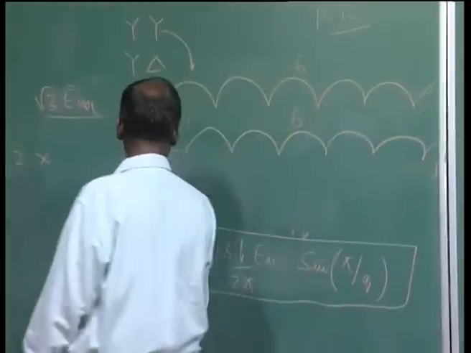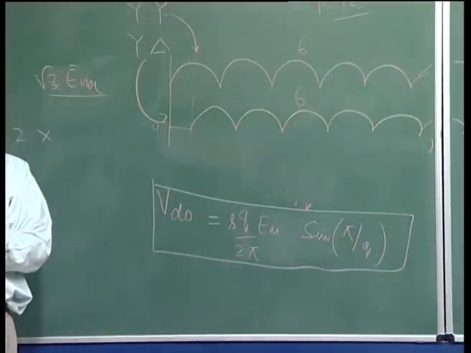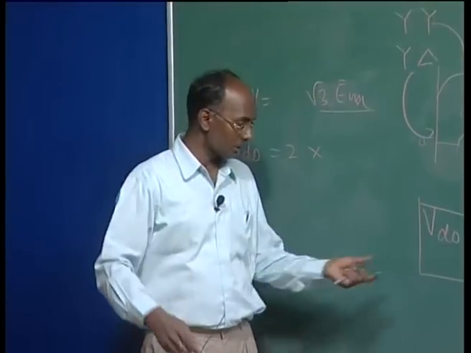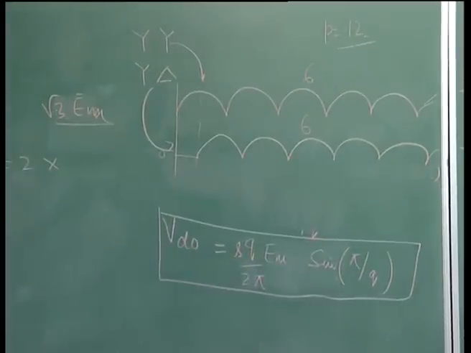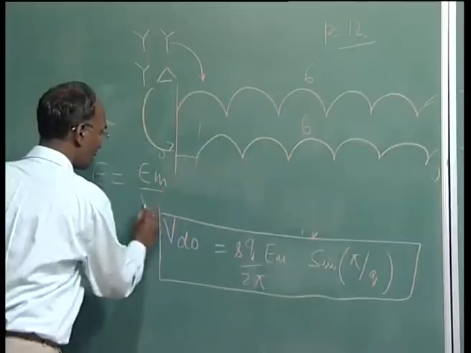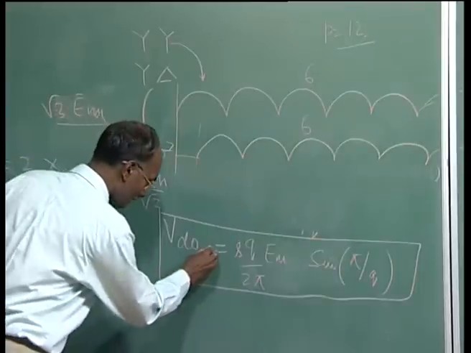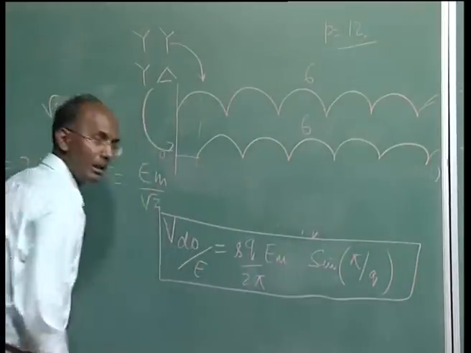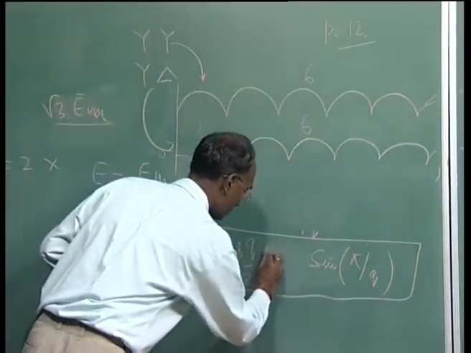Now, here I am taking PIV upon VDO, because for VDO we require the output voltage to be as maximum as possible. Any circuit giving more DC output voltage is better for the same configuration. So we look at VDO by E, where E is the RMS value, that is Em by root 2, and this is multiplied by root 2.